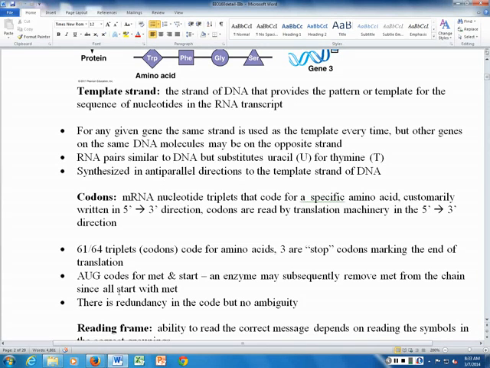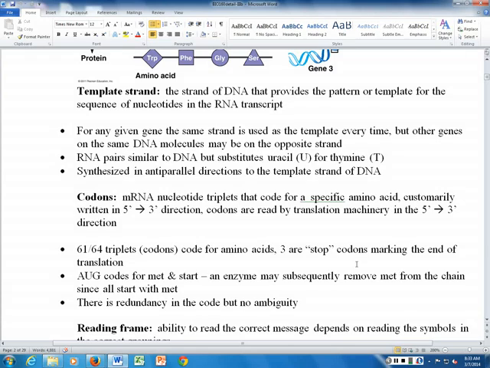So your codons are going to be written in the 5' to 3' direction, and so the codons are also going to be read in the 5' to 3' direction. So remember, your DNA strands run anti-parallel. One goes one way, the other one goes the other way, so you've got 5' to 3', 5' to 3'. So you're also going to have your synthesis and translation go in anti-parallel directions like that.